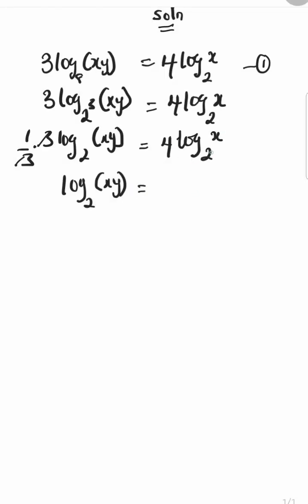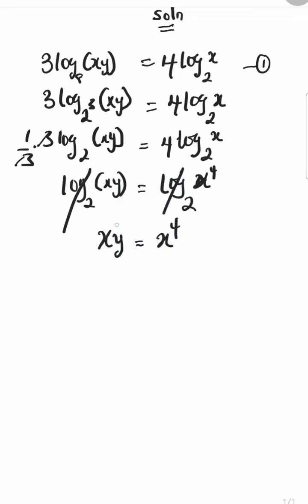now we can take this 4 so that x can be raised to the power of 4. So we have log base 2 of x to the power of 4. So this cancels this. You're left with xy equals x to the power of 4. Now we can simplify this by writing y equals, 4 minus 1, that is x to the power of 3.